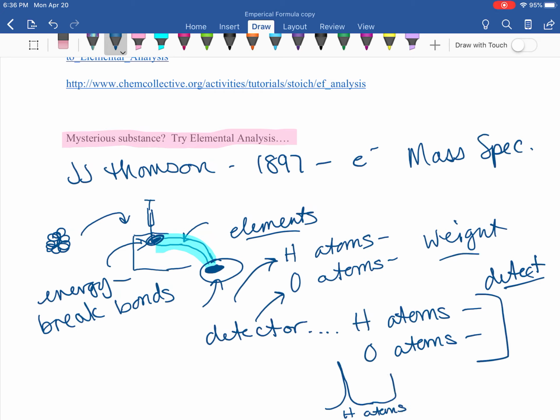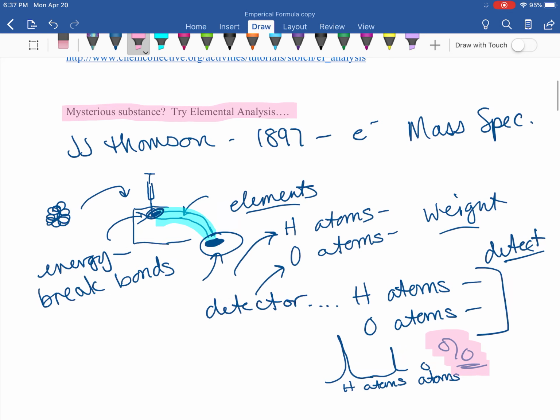We don't have the prereq for that, but it comes out to where, let's say your hydrogen atoms are hitting all around the same time, and then your oxygen atoms are hitting that detector around the same time. You can integrate that, and at the end of this whole process, you get a percent of those atoms.